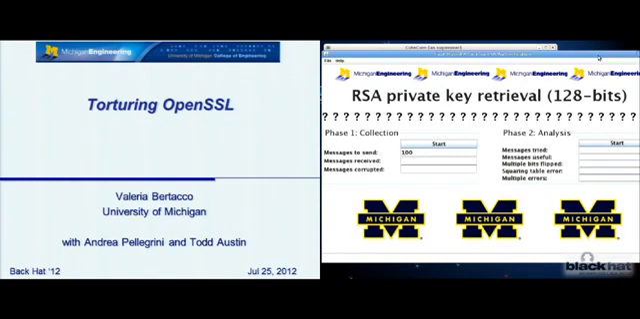Good afternoon, everybody. I'm Valeria Bertaco. I'm a professor at the University of Michigan. And the project I'm presenting today was developed together with one of my students, Andrea Pellegrini, and one of my colleagues, Todd Austin. We were actually trying to do a reliability project, which ended up being a security project. I'm going to discuss what we did.